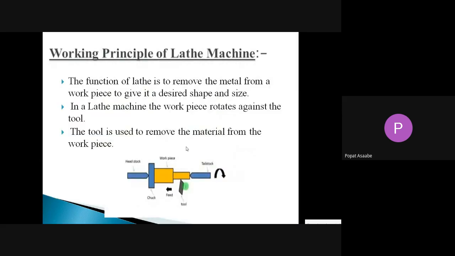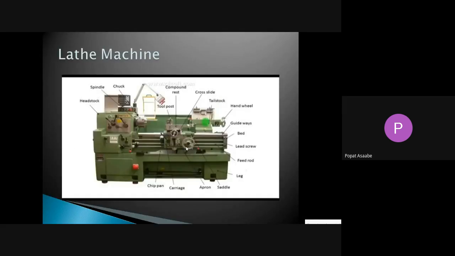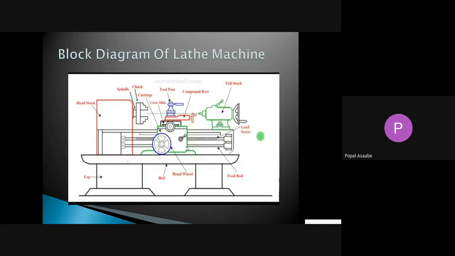We have seen the working principle of the lathe machine, then the different components of the lathe machine and the particular function of each component. Also, we have seen the block diagram for the lathe machine, and with the help of this block diagram, we have seen the concept and working construction of each and every part.